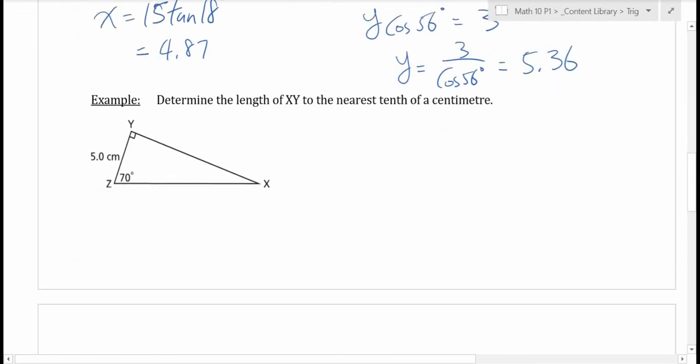I'll let you try this one here. Determine the length of XY to the nearest tenth of a centimeter. Pause the video and give it a try.